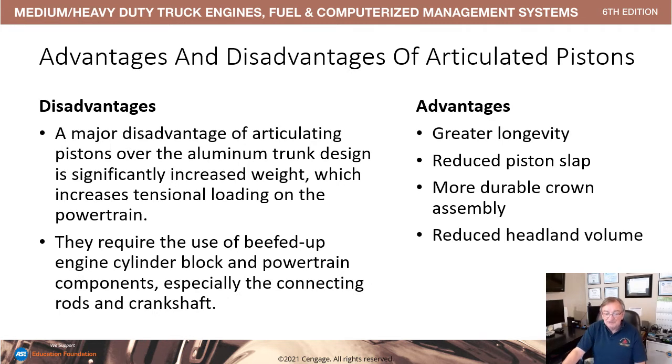The disadvantages of articulated pistons over aluminum are significantly increased weight and increased torsional loading on the powertrain. They require the use of a beefed up or reinforced engine cylinder block and other powertrain components, especially the connecting rod and the crankshaft.